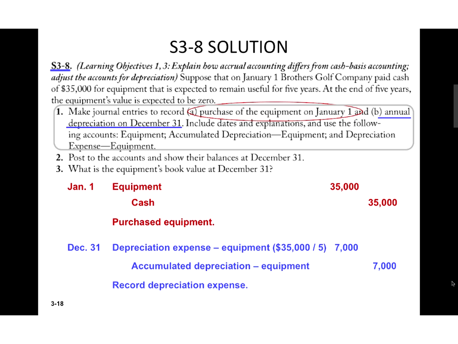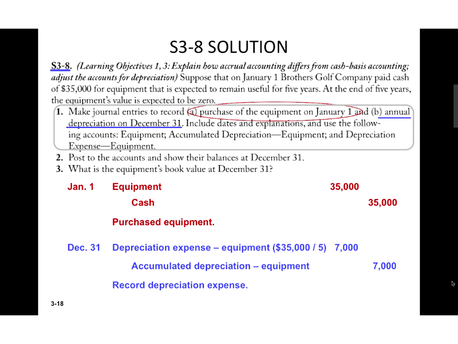So we have equipment with a debit balance, and accumulated depreciation is this running total of all the depreciation we've taken on that asset. So after 1 year, accumulated depreciation will be $7,000. So our equipment is $35,000 with accumulated depreciation of $7,000. The difference is what's called the book value, which I think we get to. Yes, we're going to get to that. I'm getting ahead of myself.